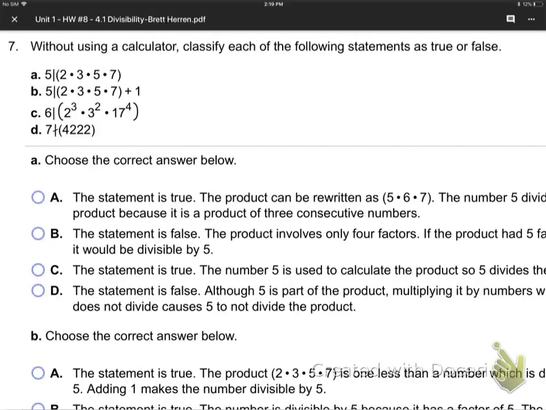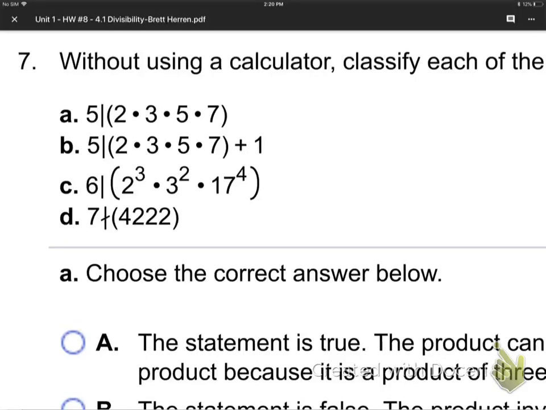Good? Okay. Well, I probably should have just made those bigger. So that straight line, I probably should tell you, that straight line means divides evenly into. They're going to be using that a lot. So 5 divides evenly. If it helps you, just think about it like a long division. You're basically long dividing in.